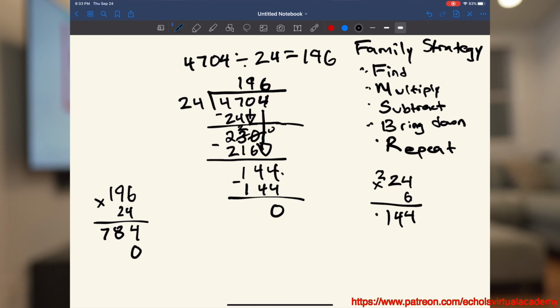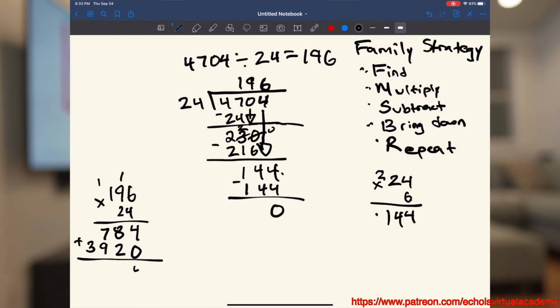6 times 2 is 12. Put your 2 down, carry your 1. 9 times 2 is 18 plus 1 is 19. Carry your 1. 1 times 2 is 2. Plus 1 is 3. And then you add those puppies up.